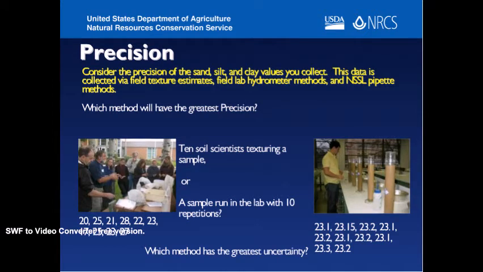Which method is going to have the greatest level of uncertainty? That's the key here. Take a look at just the estimates between what we could have come up with as a group of 10 versus the estimates or the actual results through the pipette method.